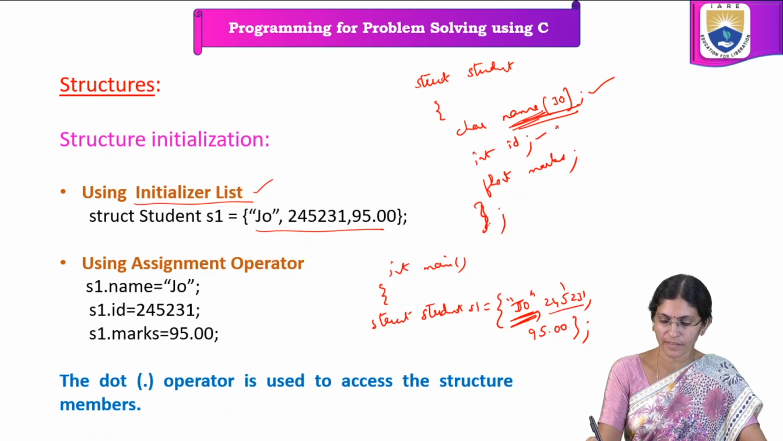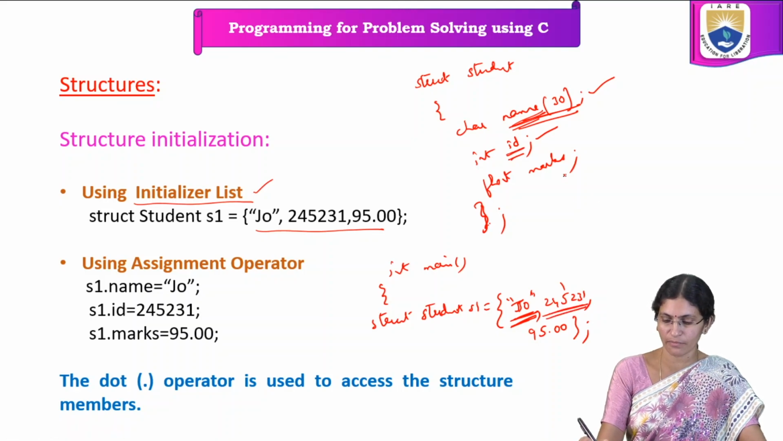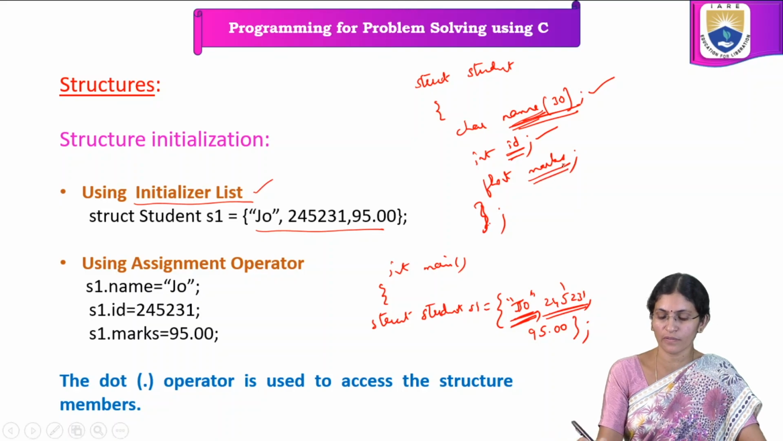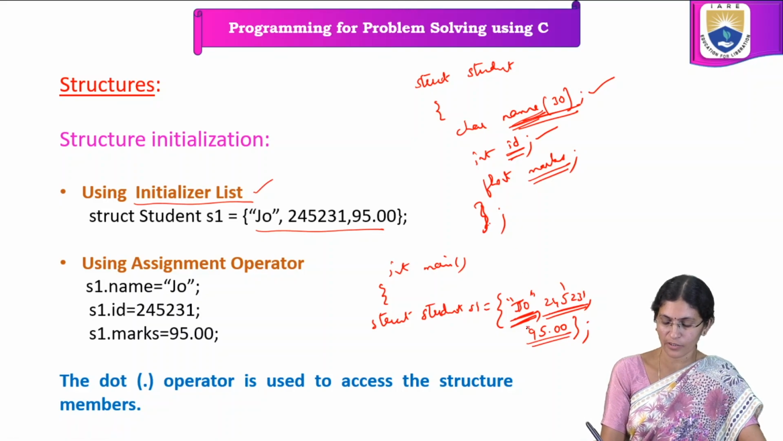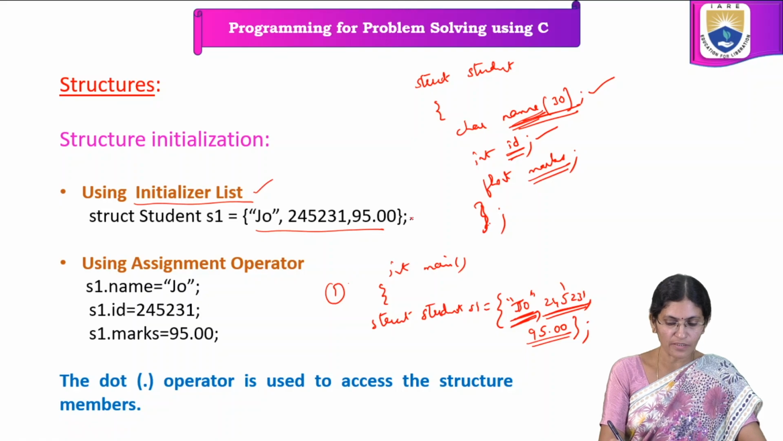Then after that, the second member is ID. It belongs to integer type. So therefore the second value is integer type. And the last member belongs to float type. So therefore the last value is float type. So there is one-to-one correspondence between the values which we have given. So name is Joe, ID is 245231, and marks are 95. So this is one method of initialization using initializer list. Within one statement itself, we can initialize all the members of the structure.